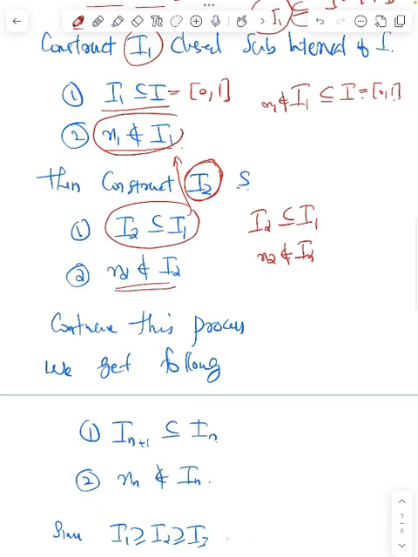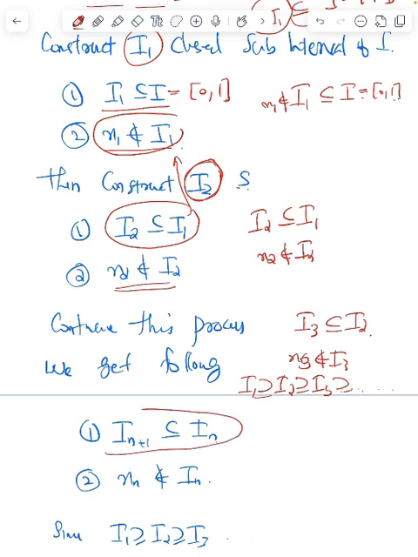Continue this process. If we continue, we will get I3, which must be a subset of I2, and x3 does not belong to I3. Continuing, we will get the intervals I1, I2, I3, etc., with I1 a superset of I2, a superset of I3, and so on. That is, I(n+1) is a subset of In, and the element xn does not belong to In for every n.